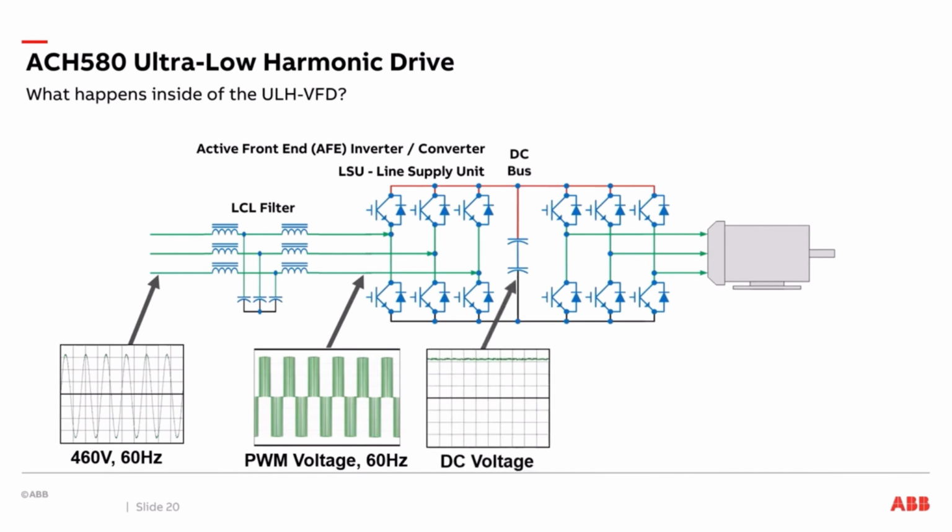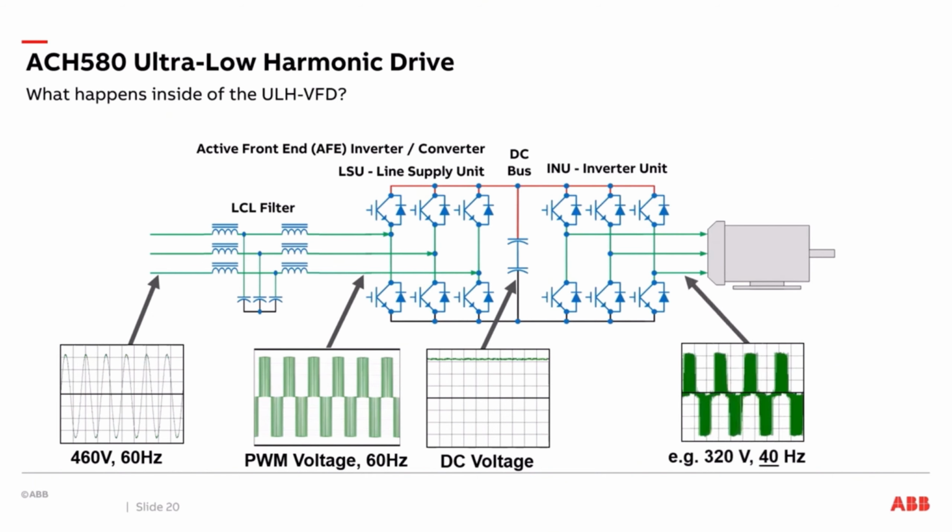The DC bus is charged up to a DC bus voltage. That voltage is maintained by the line supply unit. The inverter unit is used to create a pulse width modulated output. This pulse width modulated output creates a new voltage and a new frequency in order to control the motor. The inverter unit is the same type of inverter unit that is used on a 6-pulse drive.